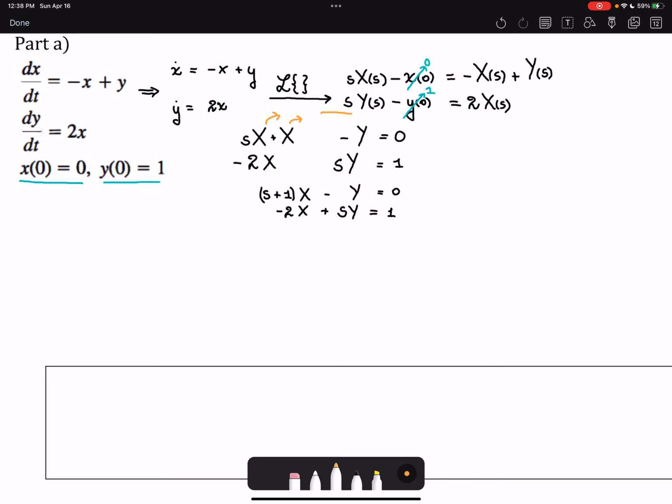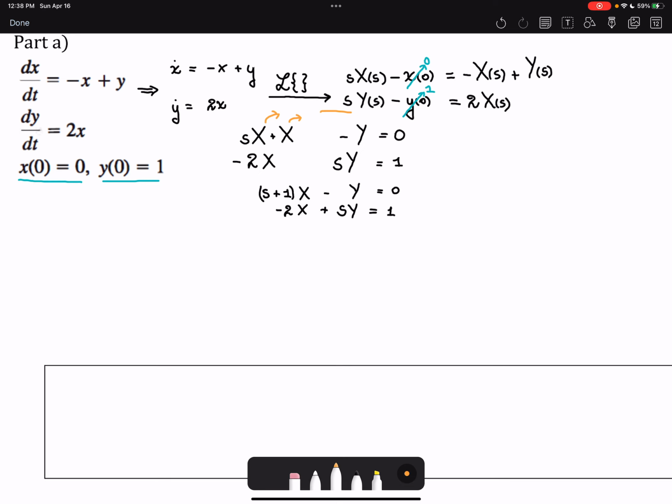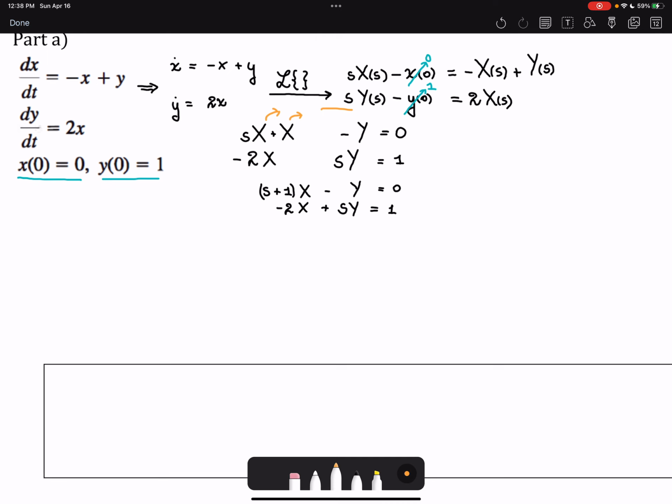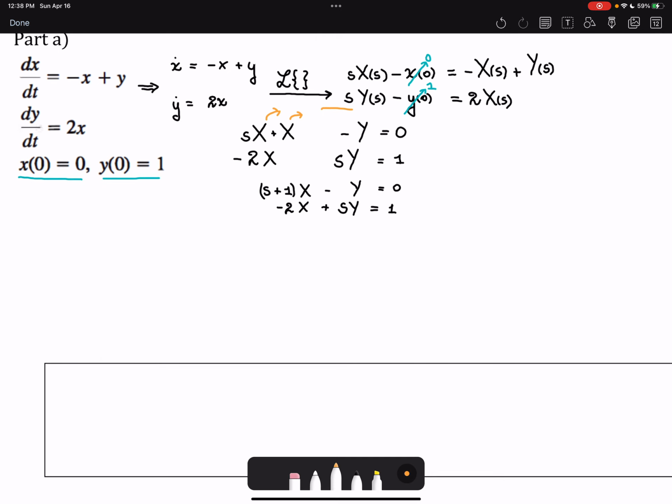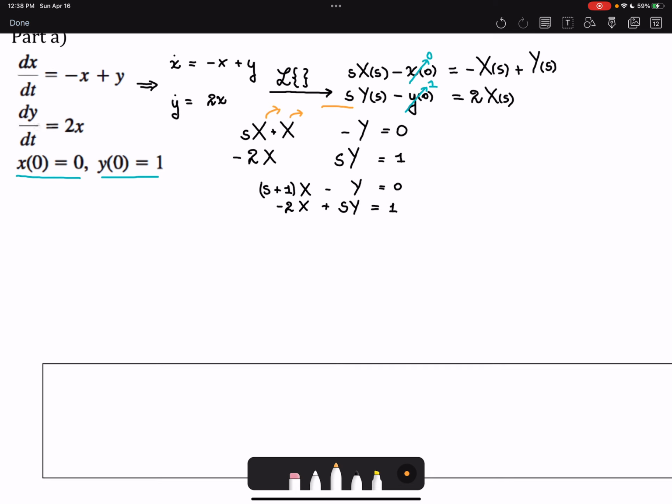And that's good. Then we bring the x to the other side, so we change the sign of that. We change the sign of that y too, and then the whole thing is equal to 0. On the bottom one, we have s times y of s minus small y of 0, which we substitute with 1. It has that negative in front, so it becomes negative 1, which we bring to the other side, it becomes 1. The 2x of s becomes negative 2x, and then sy stays the same.